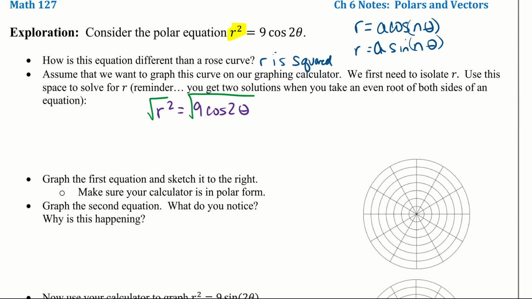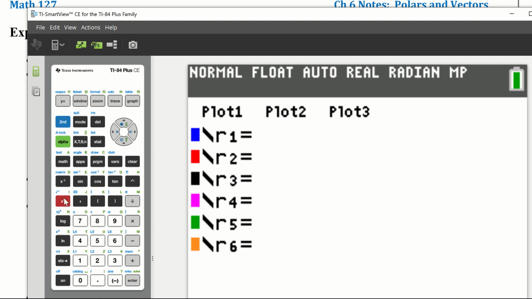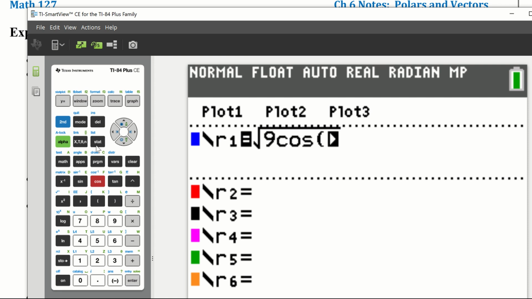As a reminder, when you take both sides of an equation to an even root, you get two solutions. You get a plus or minus. So r is equal to the positive or principal square root of 9 cosine of 2 theta. By the way, you could square root 9 and make it a 3 since it's a constant multiplier. Only when it's multiplying or dividing can you do that. r is also equal to the negative square root of 9 cosine of 2 theta. It's equal to both. So if I wanted to graph this, technically I could put in both equations into this expression. I'll graph the square root of 9 times the cosine of 2 theta.